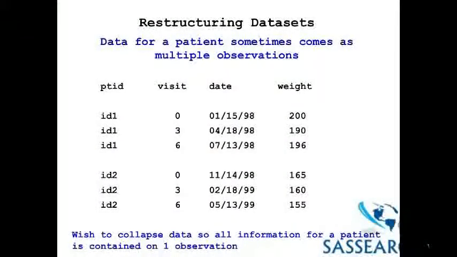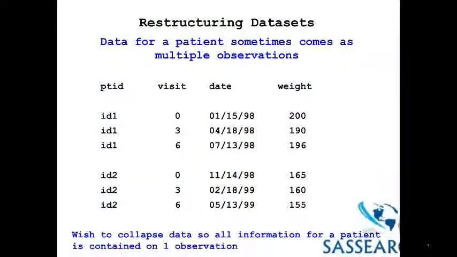This structure is useful for some things, including entering the data into a database. But what if we want to compute the average weight across visits, or the change in weight between 2 visits? Well, to do that, all the weights for a patient have to be on the same observation. So we need a way to restructure the dataset so that all the data for a patient is on the same observation or row.